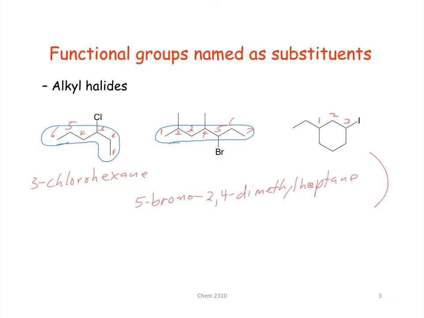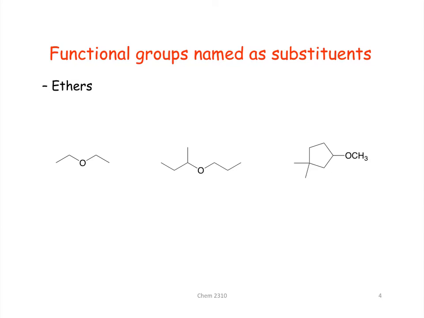Okay, so we'll just do it this way. We will have 1 ethyl, 3 iodo, cyclohexane. All right, so straightforward. We just treat the halogens like they were just another alkyl group. Okay, well, what about the ethers?